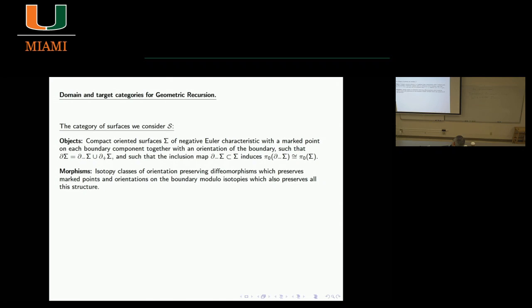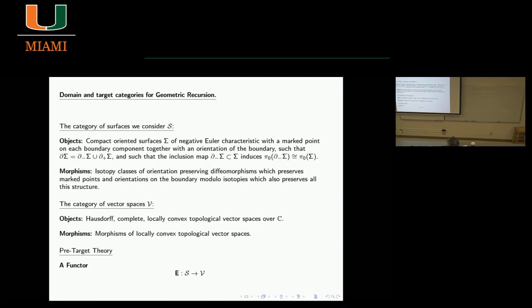Okay, and morphisms are isotopic classes of orientation preserving diffeomorphisms, which preserve the marked points and orientations on the boundaries, modulo isotopies that also preserve all of that. In particular, a Dehn twist in a curve that's parallel to the boundary will act non-trivially here. It will be considered to be a non-trivial element in the mapping class group.